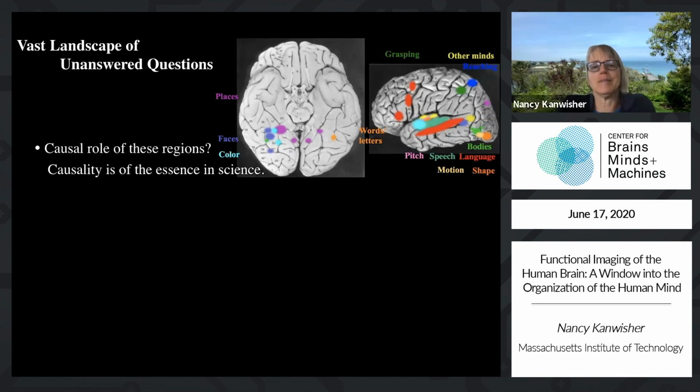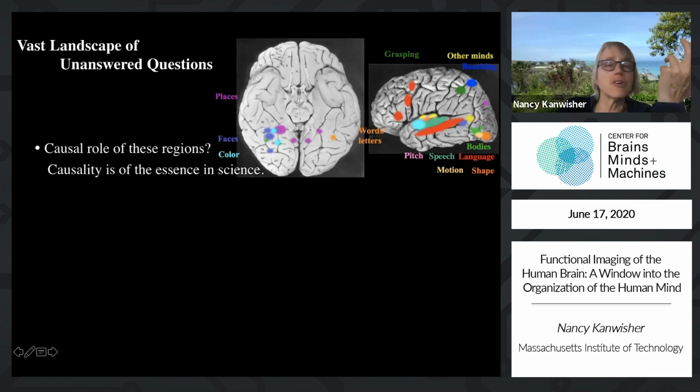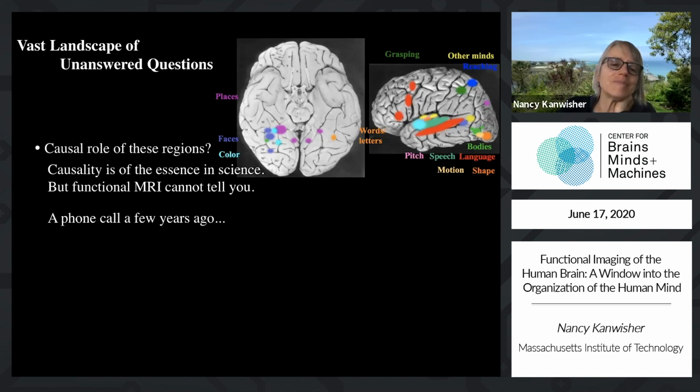And here's the bad news. Functional MRI will never answer that question. It's a drag, but we should face reality. So if we want to know, not just that these regions tend to turn on when you do these tasks, but whether those regions are necessary for those tasks, we need different methods.